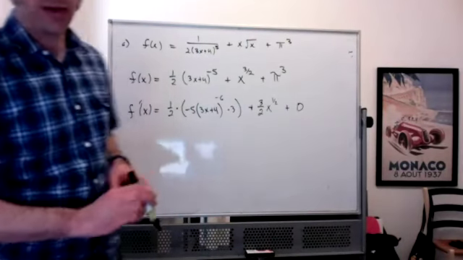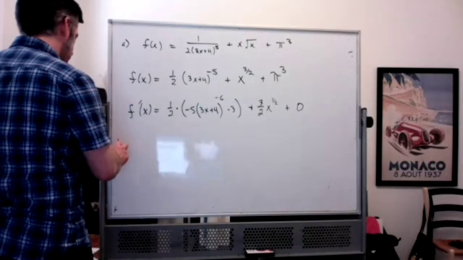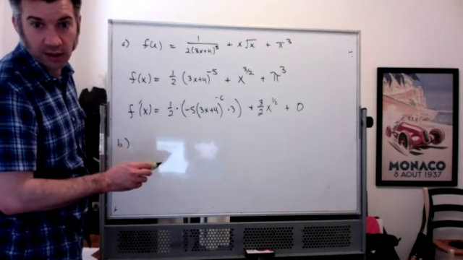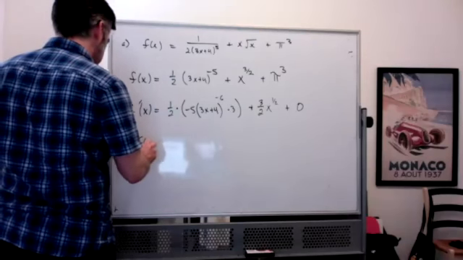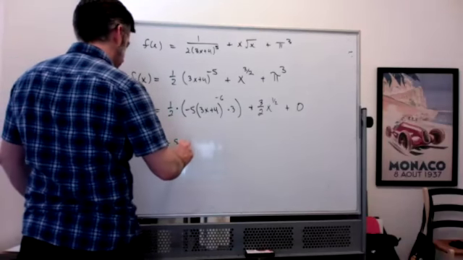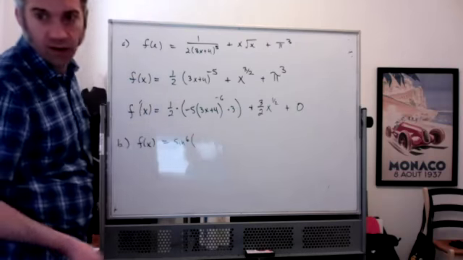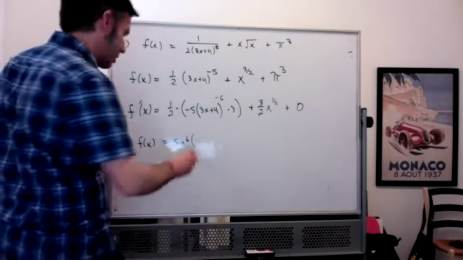I think we can fit part B in here, yeah. So part B, your function is f of x equal to sine to the 6th of 5x plus 4 cubed.